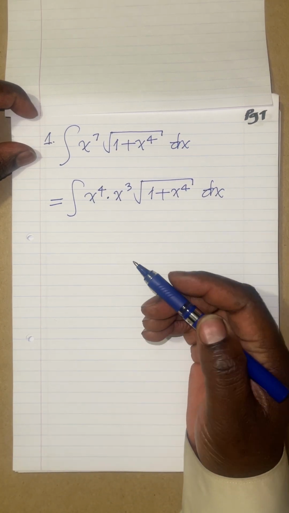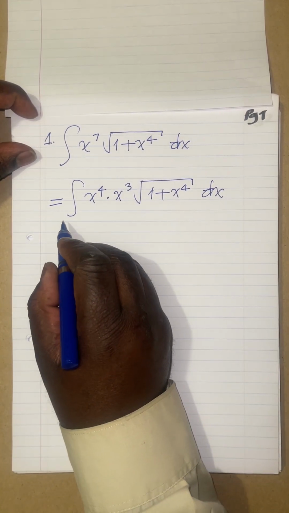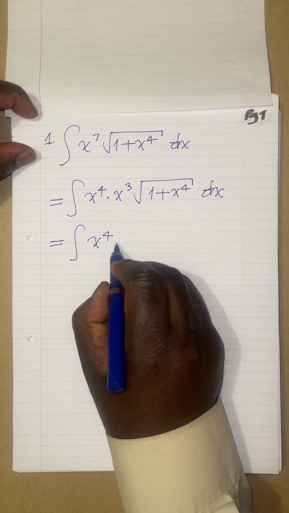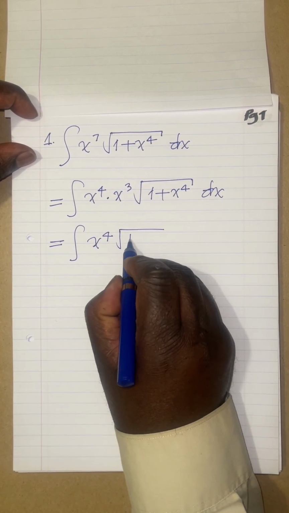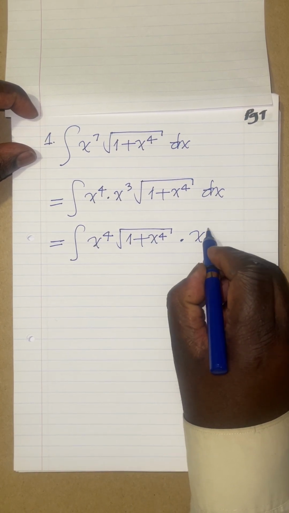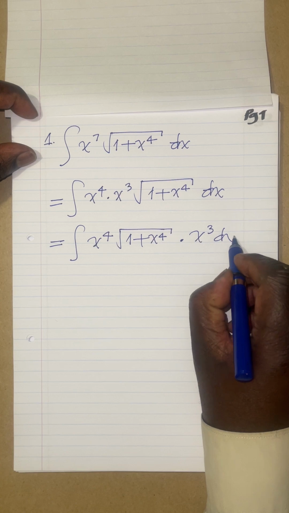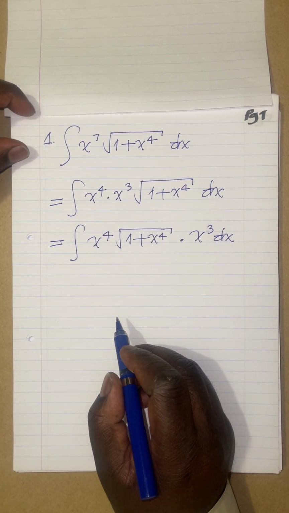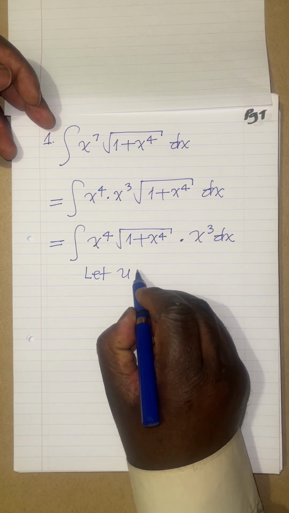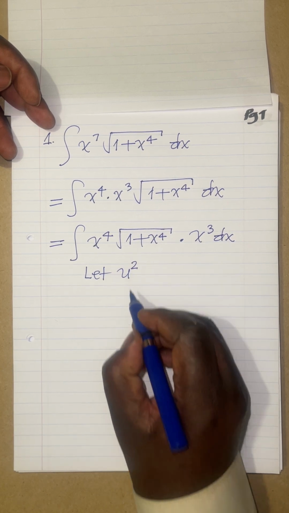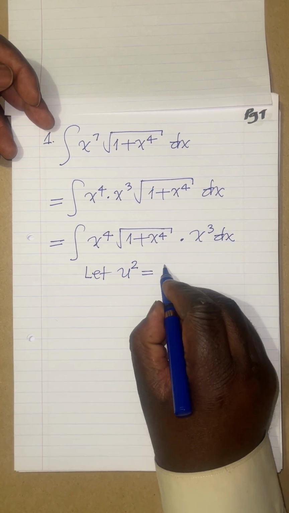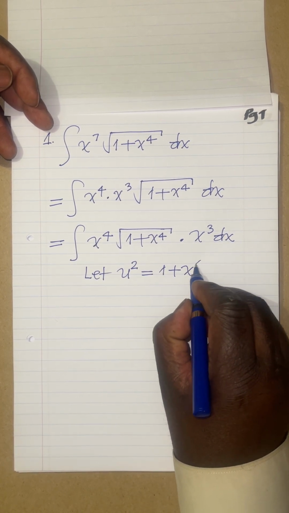Of course, an expression in terms of x^3. So now I'm going to rewrite this as x^4 times the square root of 1 plus x^4, and then times x^3 dx. Right. At this stage, u-substitution comes in handy. Let u, I'm going to take u squared, because I have a square root sign there, be equal to 1 plus x^4.